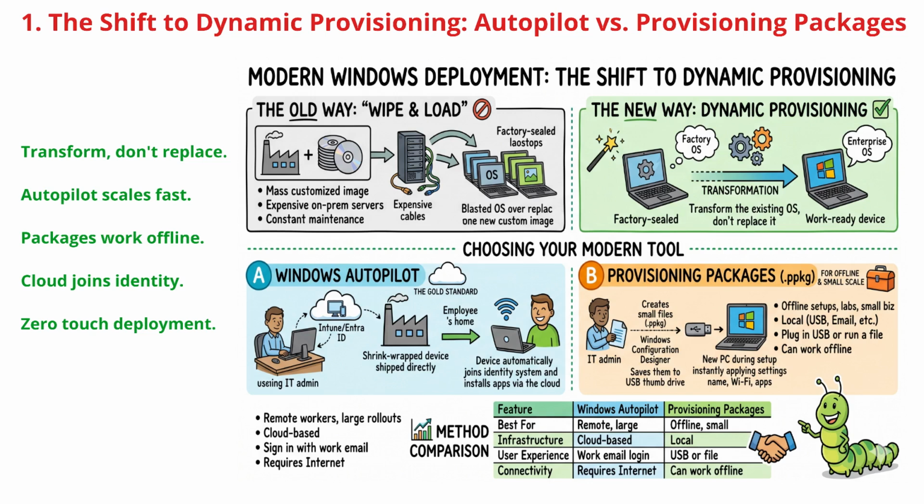You ship a device directly to an employee's home, they sign in with their work email, and the cloud takes over, automatically joining the identity system and installing every necessary app. If you're working offline or in a small lab, provisioning packages are your best friend. Simply plug in a USB drive and your settings, Wi-Fi, and apps apply instantly. Modern deployment isn't about building from scratch anymore. It's about a digital transformation that happens in minutes.